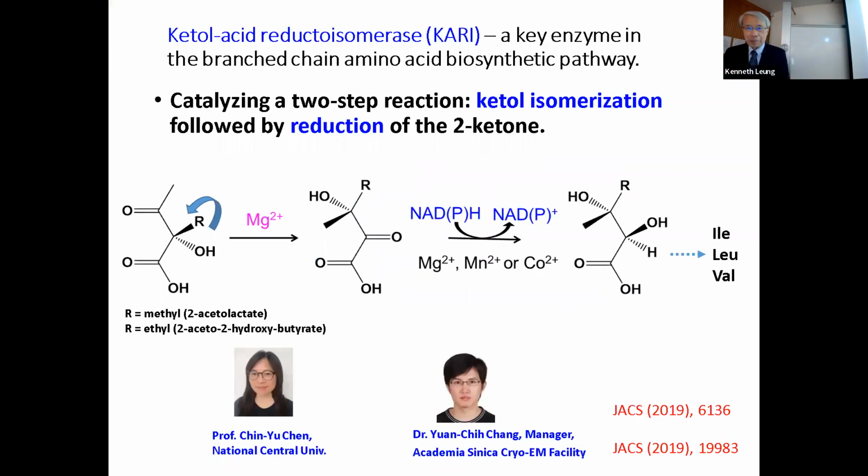So this is the enzyme for the first story. This enzyme is called ketol-acid reductoisomerase, or KARI, as a simplification. It goes through a two-step reaction, and it's an important enzyme in the amino acid biosynthesis of isoleucine, leucine, and valine. But don't worry about what it does. For now, let's focus on the structure.